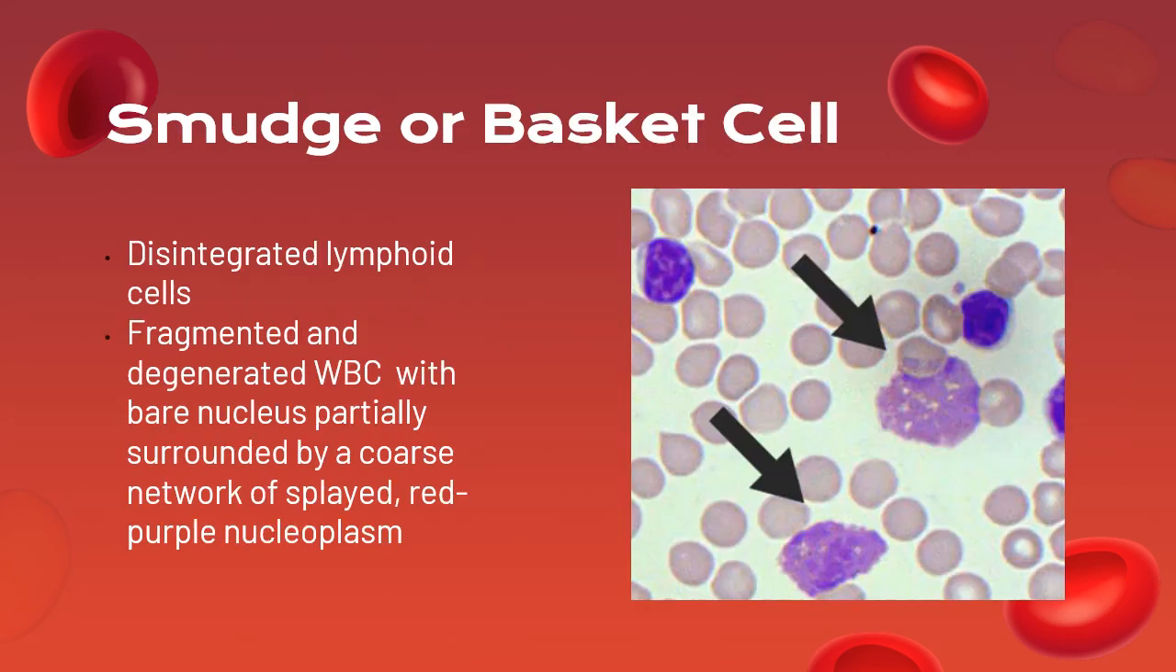Smudge or basket cells are disintegrated lymphoid cells, fragmented and degenerated WBCs with a bare nucleus partially surrounded by a coarse network of splayed red-purple nucleoplasm.